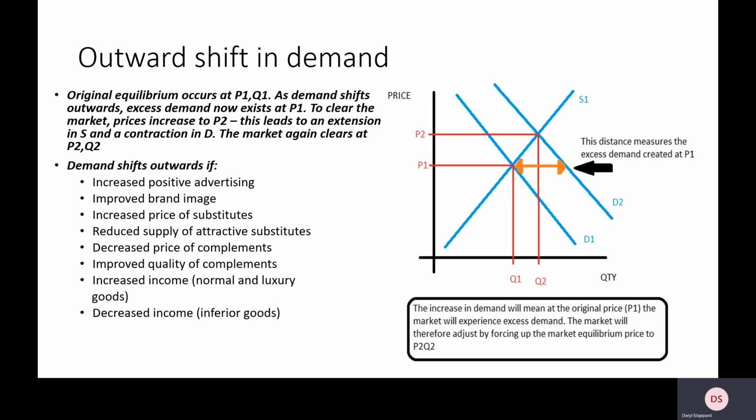So look at the orange arrow. At price 1, that was the original excess demand. But the idea will now be as price levels start to increase, supply will extend and demand will start to contract along D2 and the market will clear again at P2, Q2.